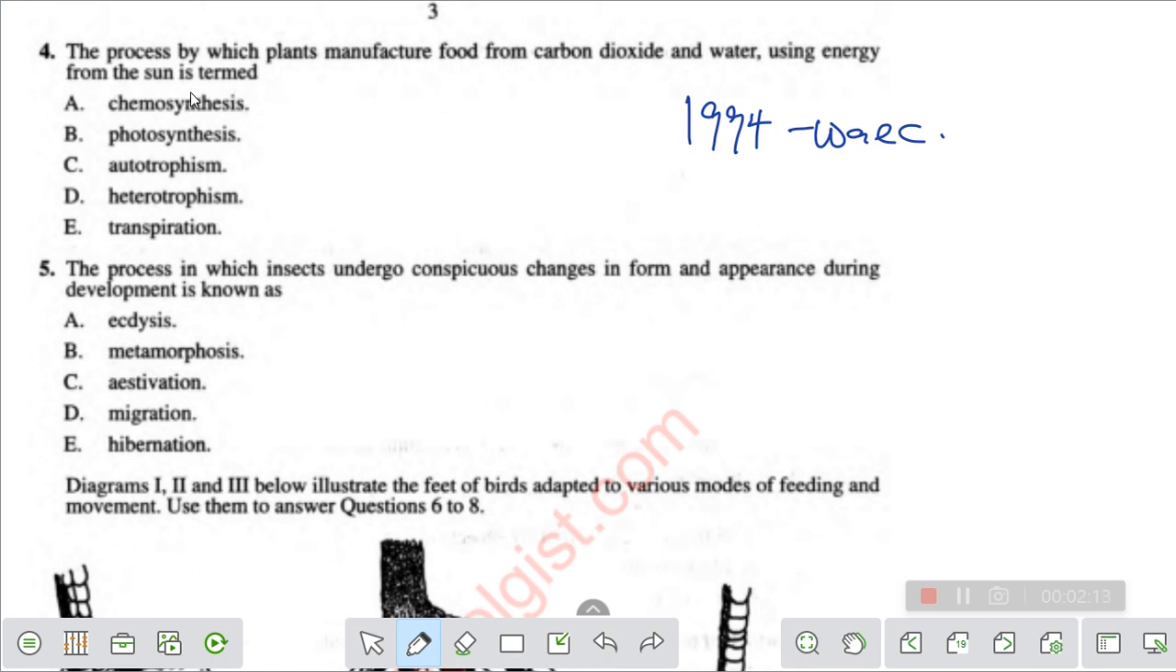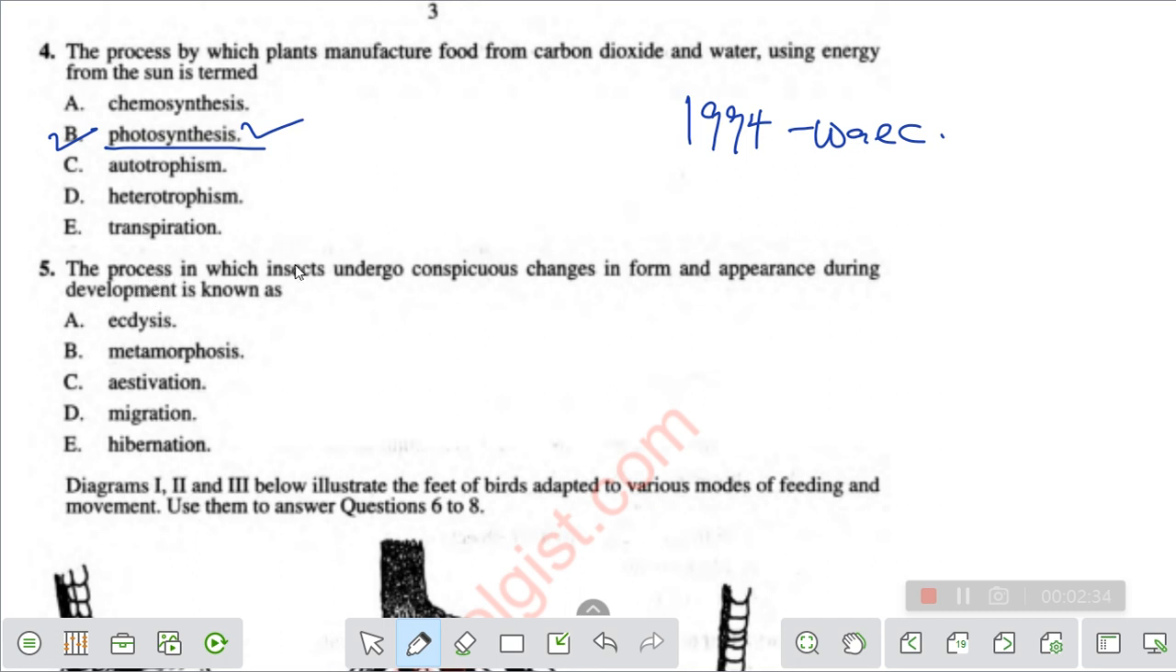So our answer here, which is the most appropriate answer for this question, number 4, is what? The process by which plants manufacture food from carbon dioxide and water using energy from the sun is what? Chemo means photosynthesis rather. Photo means light, so photosynthesis is the right answer. So we go to number 5.